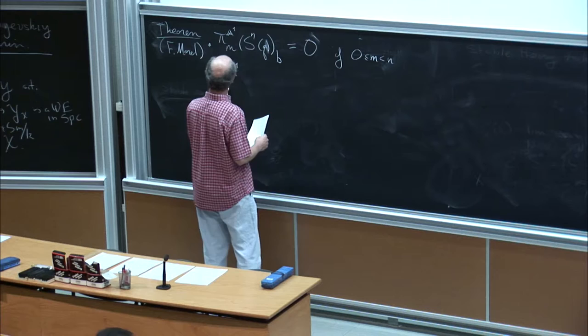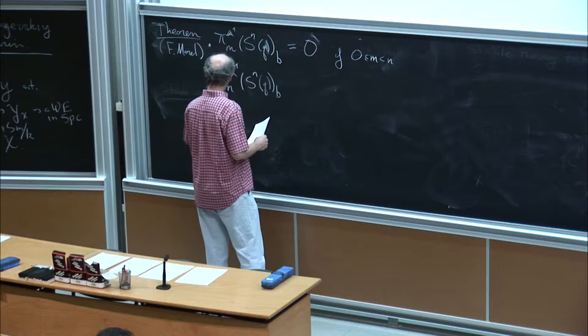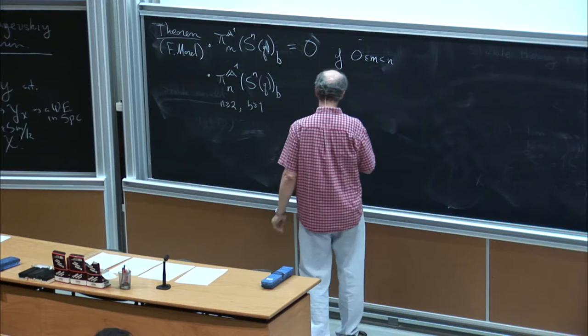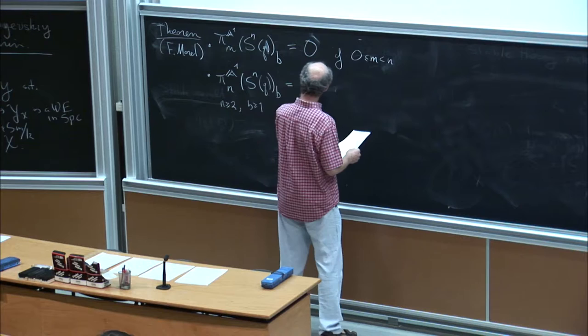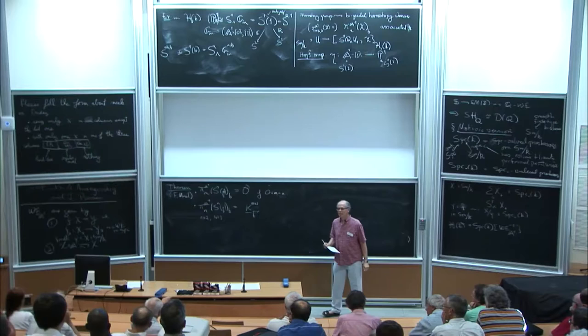So yeah, I think this is always true. Q of B. Here we have to assume N is at least 2, B is at least 1. We're going to talk about a stable result soon, so it's not too important. And what is this? This is the sheaf of Milnor-Witt K-theory. I'll put a little underline to indicate sheaf in degree Q minus R. Yes? Can you recall what the index means?